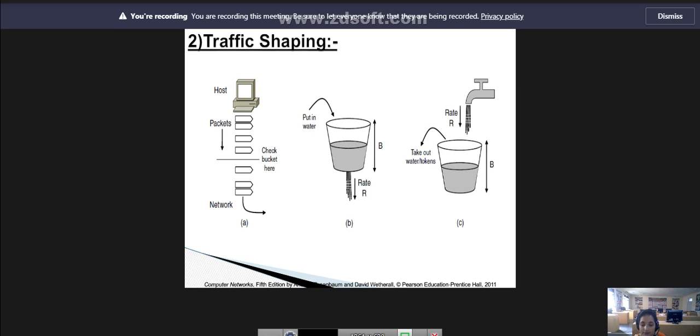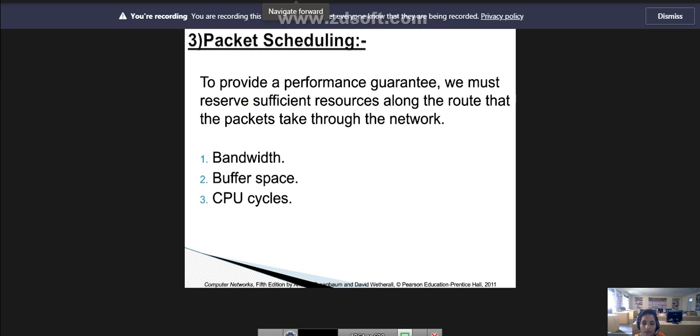Next, coming to packet scheduling. What is meant by packet scheduling? To provide a performance guarantee, we must reserve sufficient resources along the route that the packets take through the network. The algorithms for managing competing flows are called packet scheduling algorithms.